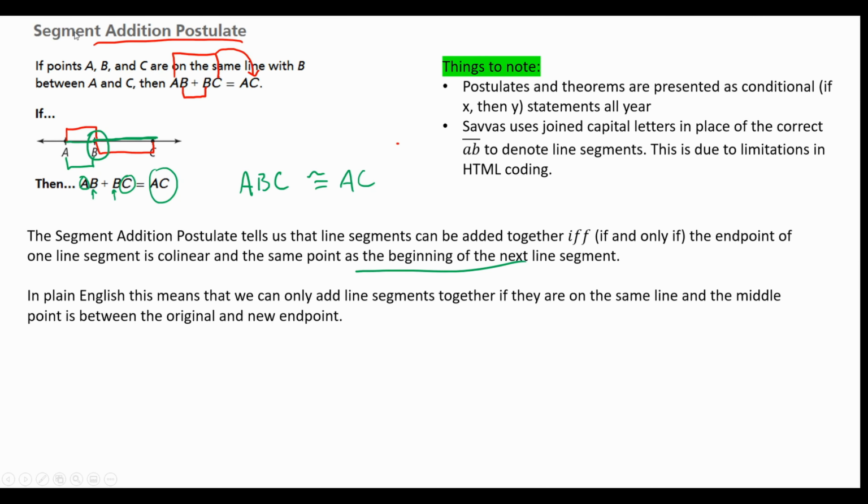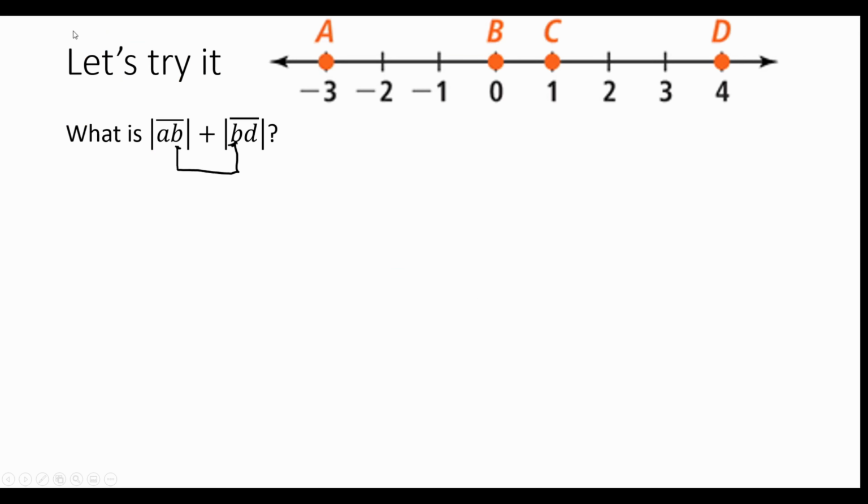We now have the segment addition postulate. So we can say, because this one ends where this one begins, when we add them together, we're going to end up with a new line called AD. And to get its length, we can just add AB plus BD. So what is my length of AB?